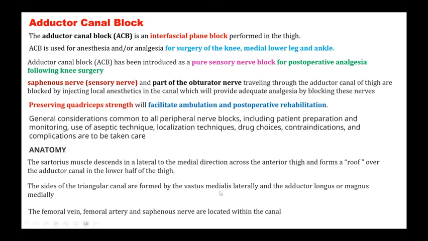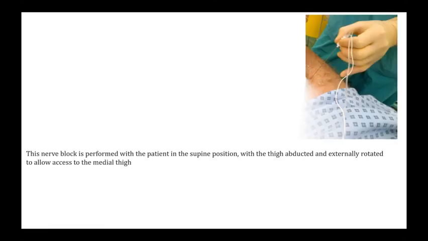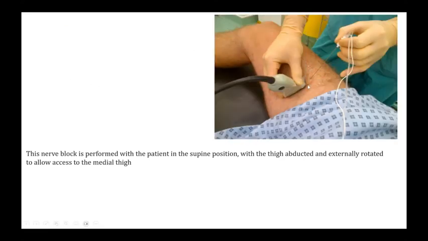The sides of the triangular canal are the vastus medialis, adductor longus, and the sartorius. And these are the 3 contents. The nerve is blocked with the patient in supine position with the thigh abducted and externally rotated, and you can see how the leg should be positioned. The probe is used, and it is a lateral to medial insertion. This is the lateral part of the thigh, this is the medial part. So this is out of plane, you are a little away from the probe, not just underneath.